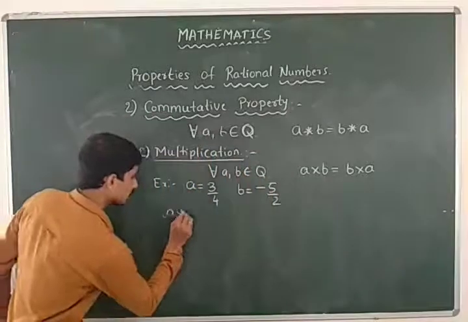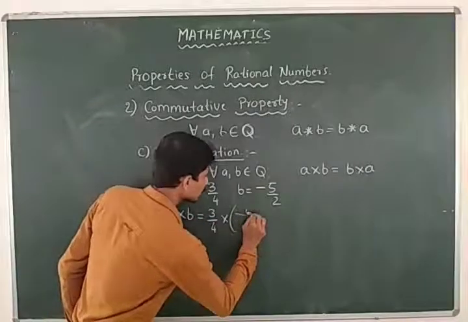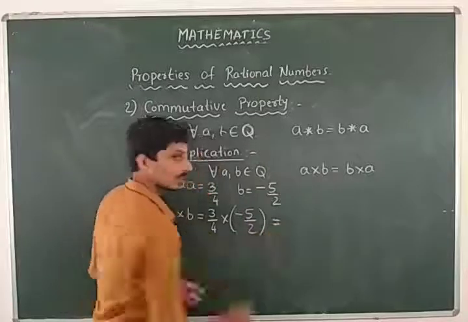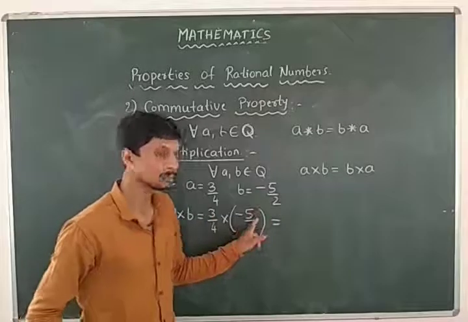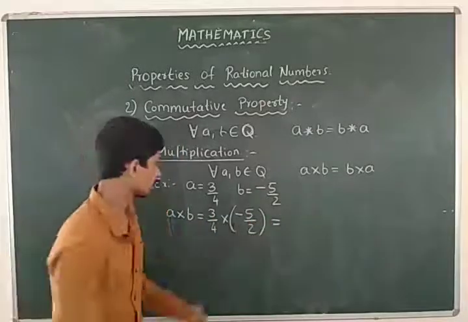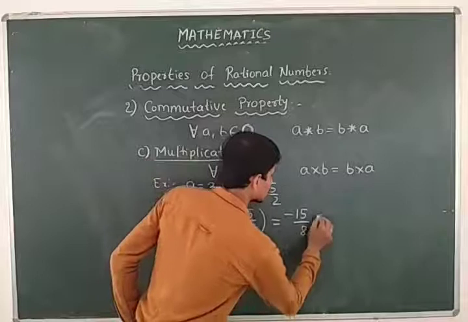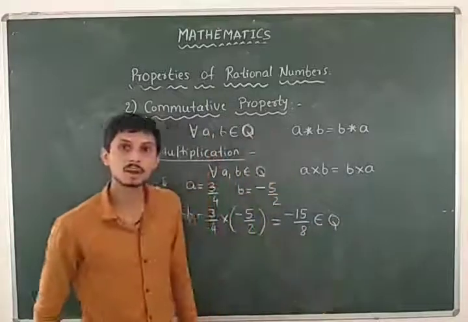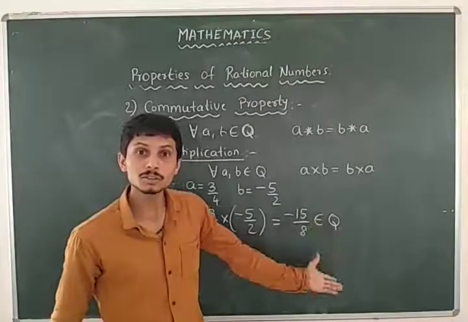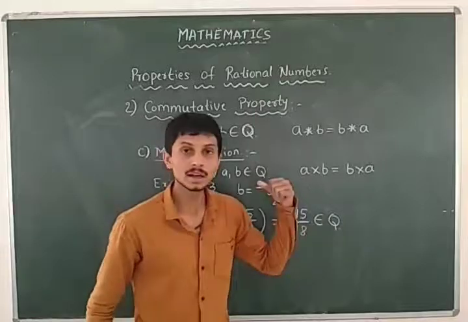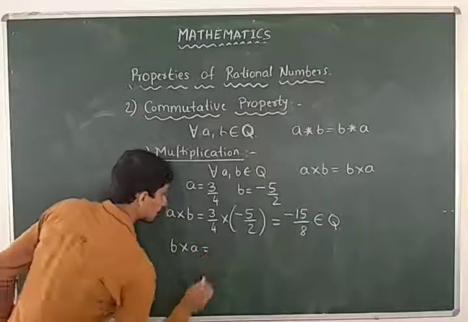So a into b. So 3 by 4 into minus 5 by 2. While multiplying two fractions, we just multiply numerator into numerator and denominator into denominator. 3 into 5, minus 15 by 4 into 2, 8. This belongs to the rational number set because it's in the form of p by q. P and q are integers and q is not equal to 0. Yes, so it belongs to the rational number set. So let us take b into a.